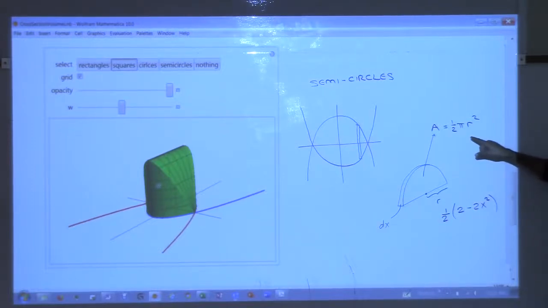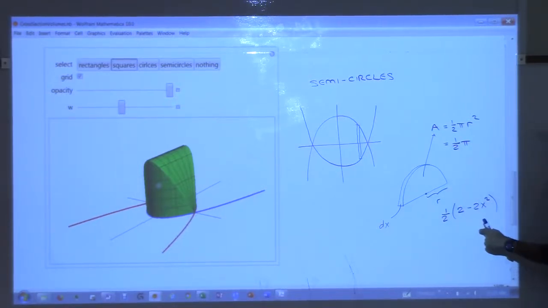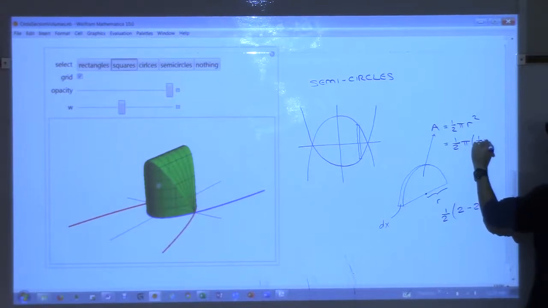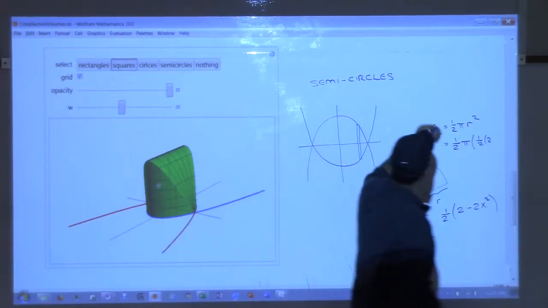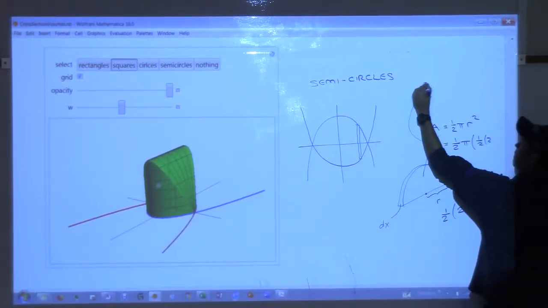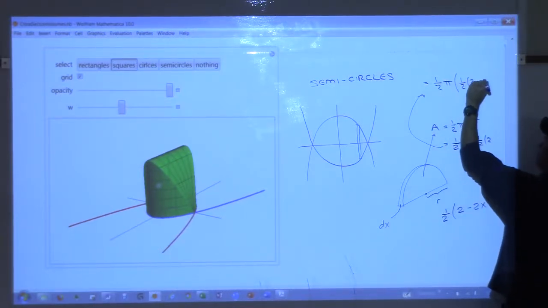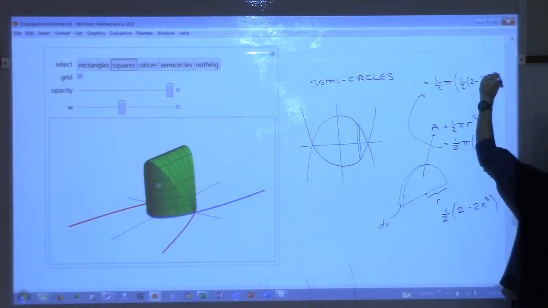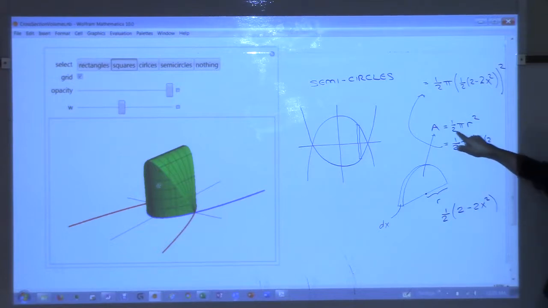So the area of this would be half of pi times that radius, which is half of, I'm running out of room. Let me do it up here. So this is half of pi times half of 2 minus 2x squared, all of that squared. Do y'all agree? 1/2 pi. This is my radius, right? You said that's the radius, and then that radius squared.